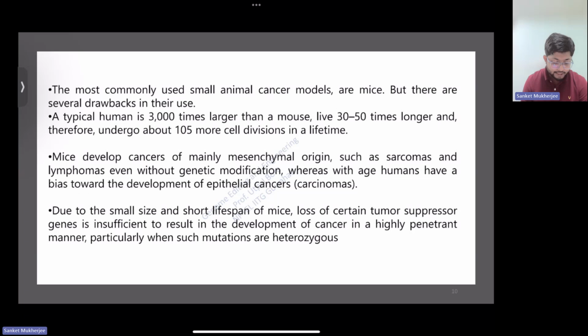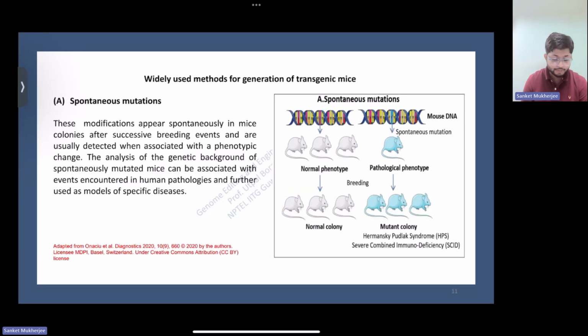Due to the small size and short lifespan of mice, loss of certain tumor suppressor genes is insufficient to result in the development of cancer in a highly penetrant manner, particularly when such mutations are heterozygous.